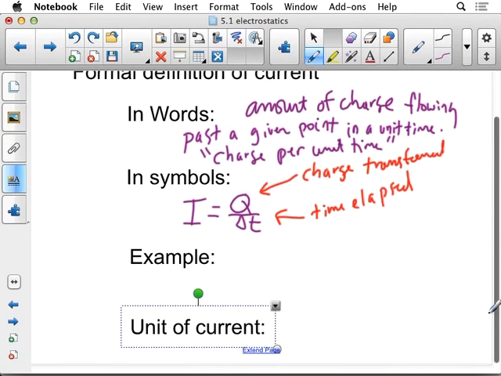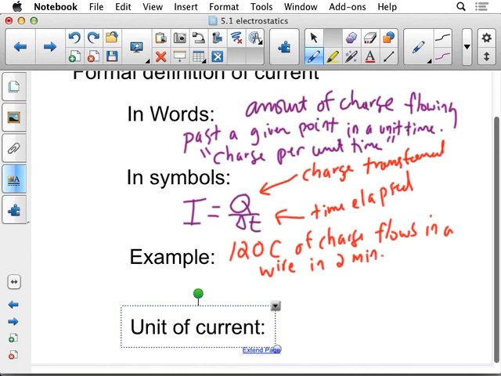Example. Supposing 1 coulomb of charge, no, let me just make this a little bit more interesting. 120 coulombs of charge flows in a wire in 2 minutes. Find the current.